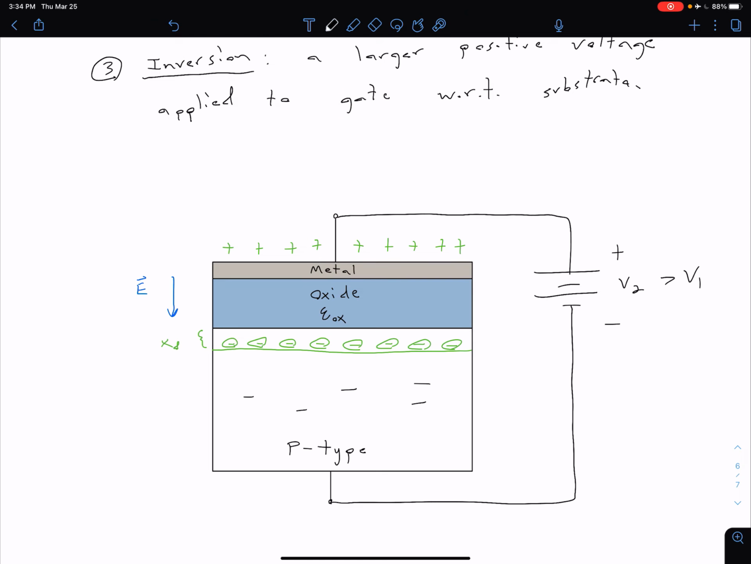Remember, because this is p-type, we have a majority of free carrier holes. In most cases, a whole lot more holes than there are electrons. However, there are still some free electrons in this material. These free electrons are going to move towards this interface as they're attracted by that positive potential applied to the gate. So what ends up happening is we end up creating an inversion layer of electrons right at this interface between our oxide and our semiconductor.